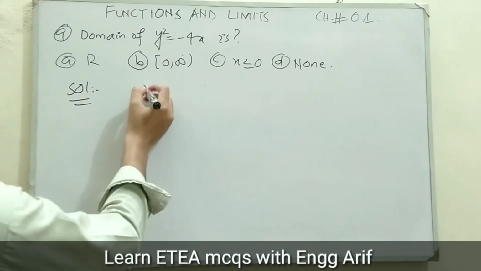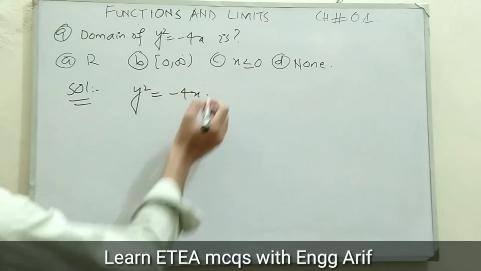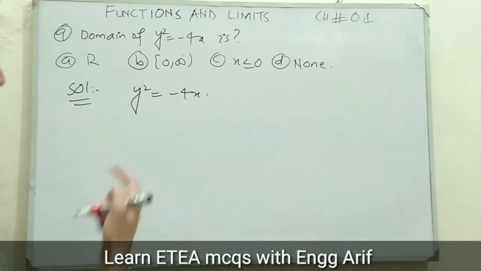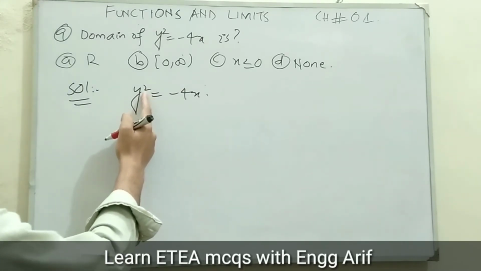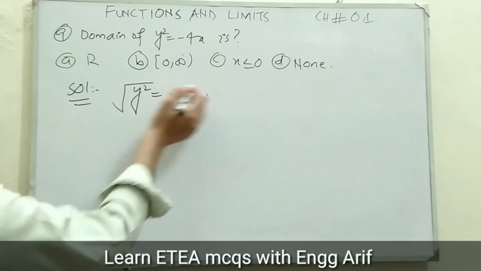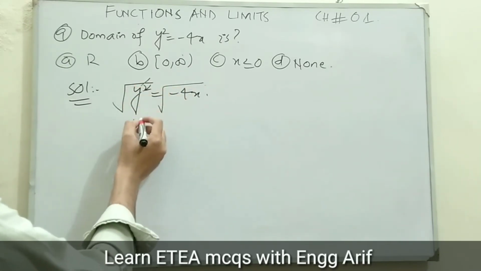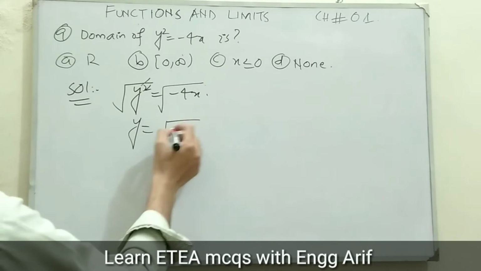We have a function given, y square is equal to negative 4x. For the domain of this, y must be alone. How can we make it alone? We will do it by cancelling this 2. How can we cancel this 2? We will take a square root on both sides. So this can be cancelled after the square root. We are left with y is equal to under root of minus 4x.